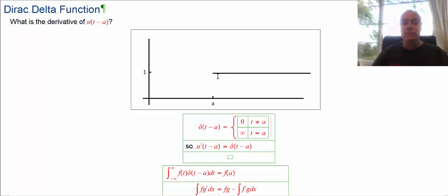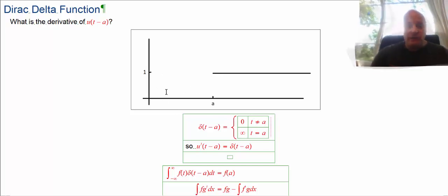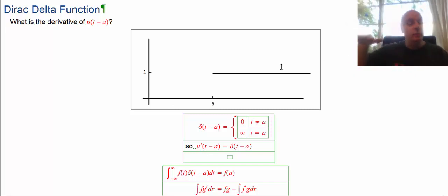So what's the slope of this function? What's the derivative of this function? What's u prime, I guess? Well, the slope is easy over here. The slope is 0. The slope is easy over here. The slope is 0. The slope is 0 everywhere except for this one point where time equals a, where it jumps up.